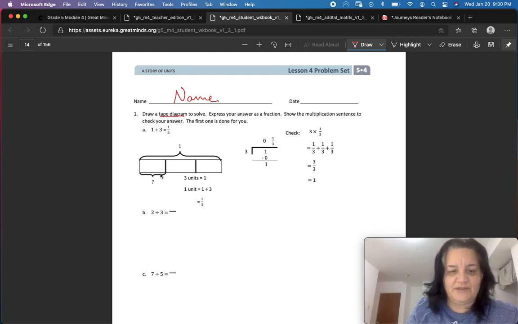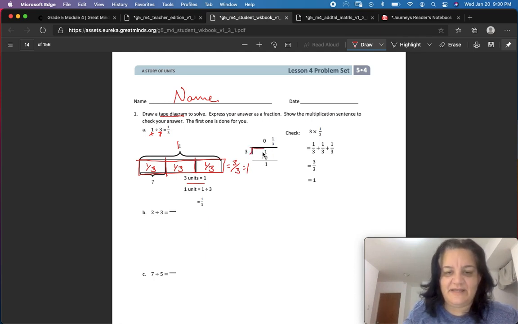1 divided by 3 equals 1/3. So we're going to draw our tape diagram, and that tape diagram represents 1. Okay, so it's 1, and we're dividing it into 3 because it's divided by 3. So here we've got 3 different sections of 1. If 3 units equals 1, 1 unit equals 1 divided by 3, or 1/3. And you can see that by putting 1/3, 1/3, 1/3. Altogether, those would equal 3/3, which equals 1.